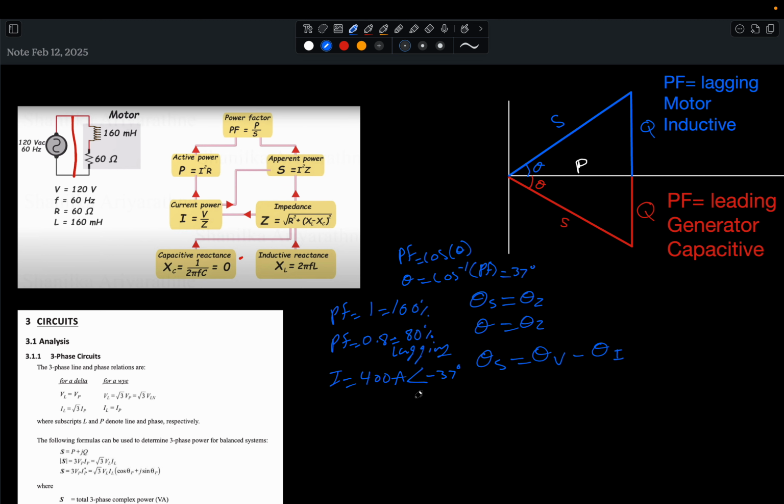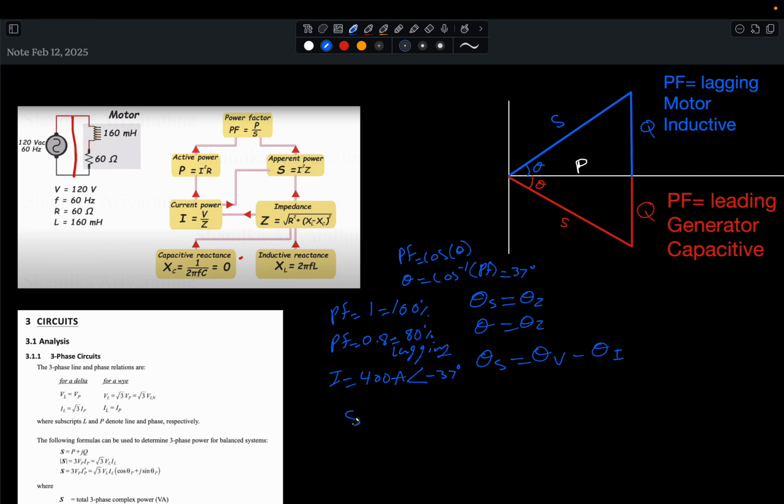Don't get confused by this, because what I'm trying to say here is that if you hear the word power factor is lagging, for the apparent equation, this is going to become positive, because the idea is we're always going to reference the voltage at 0 degrees. So let's say here would be a good example.